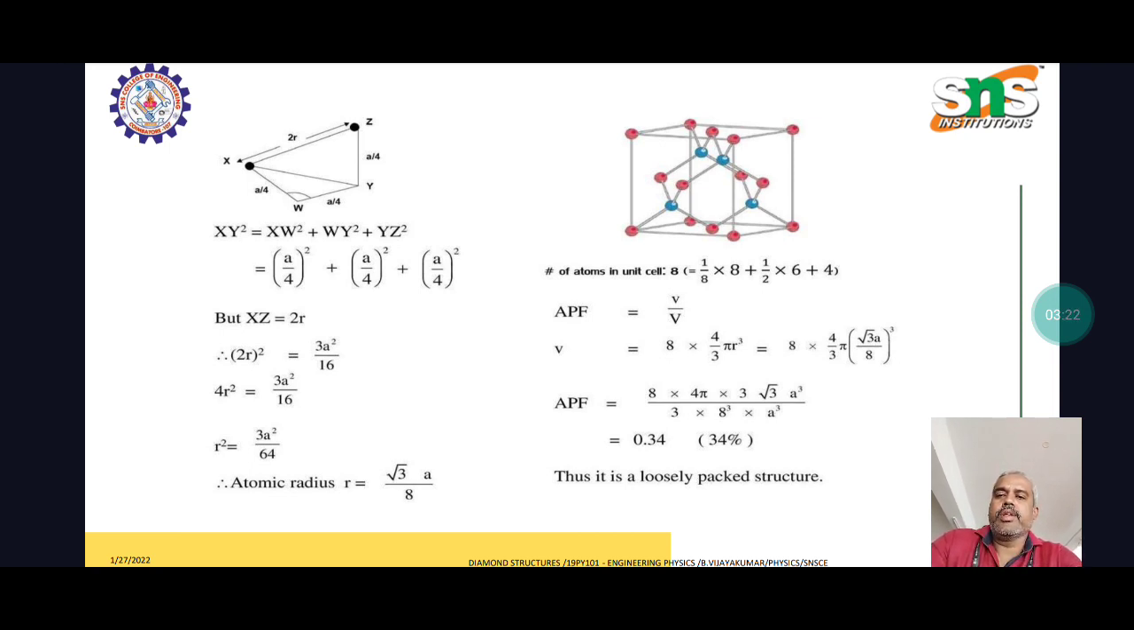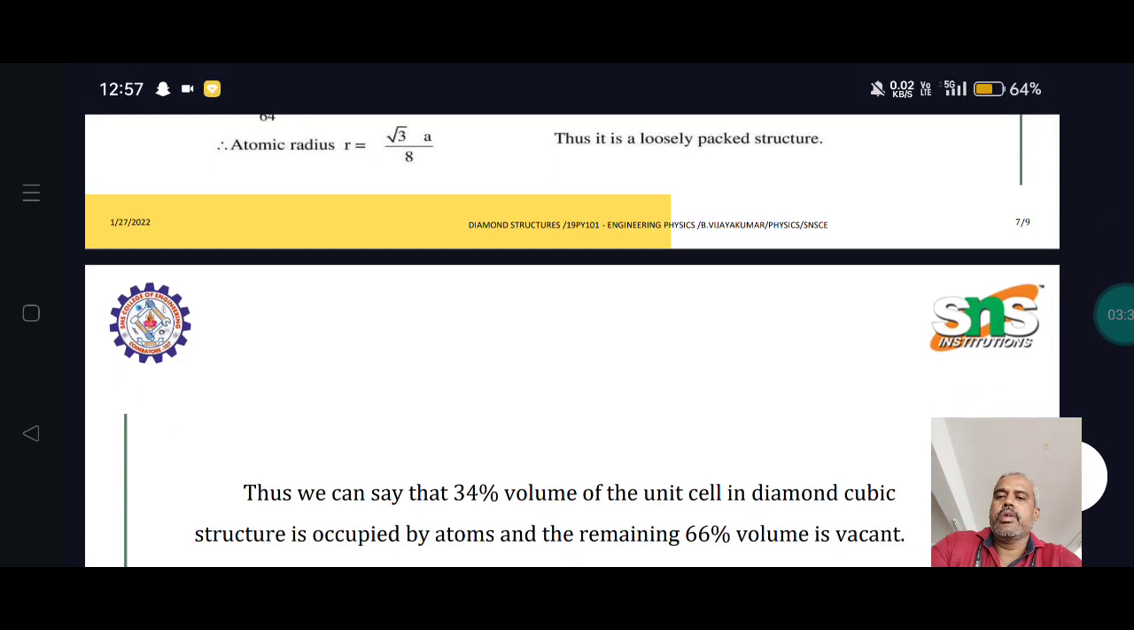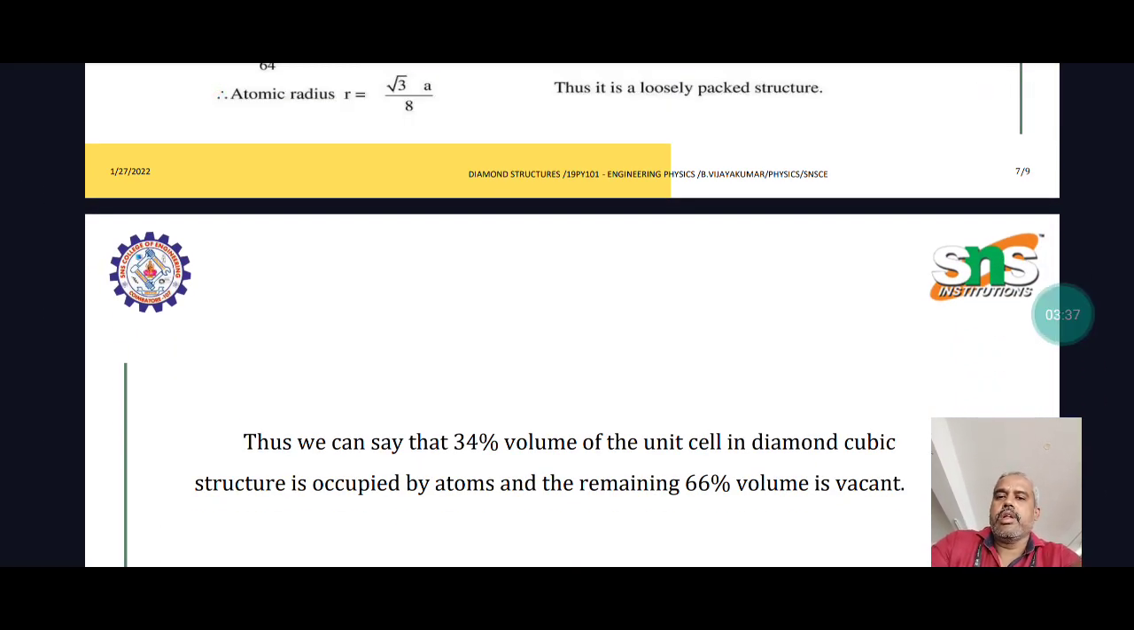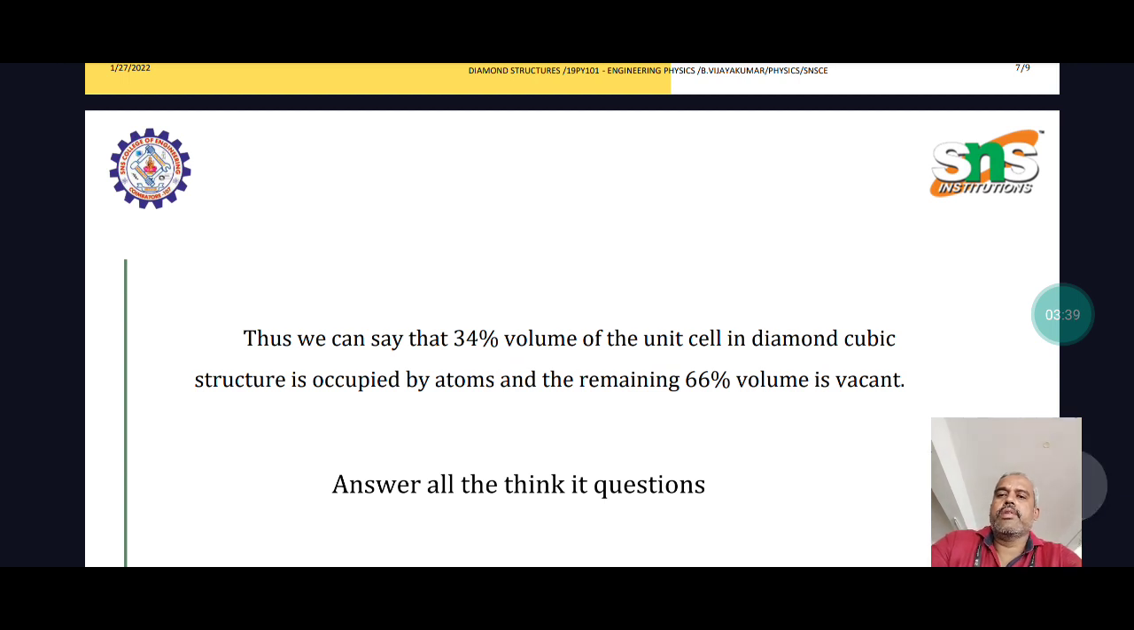So 34% of the lattice is occupied by atoms, and the other 66% is unoccupied. So we call this a loosely packed atom structure.